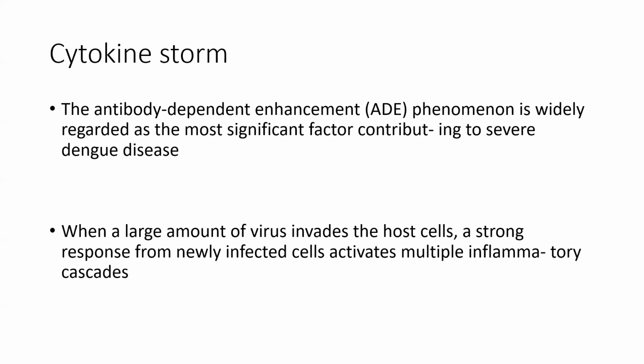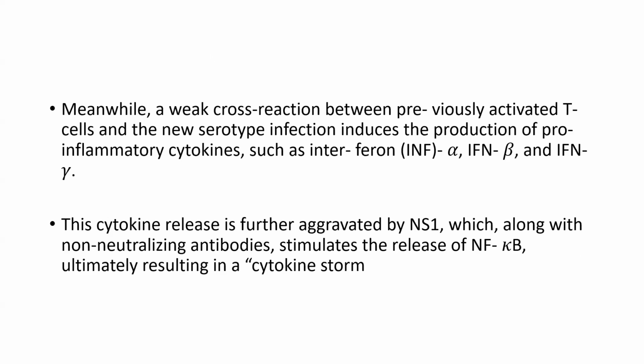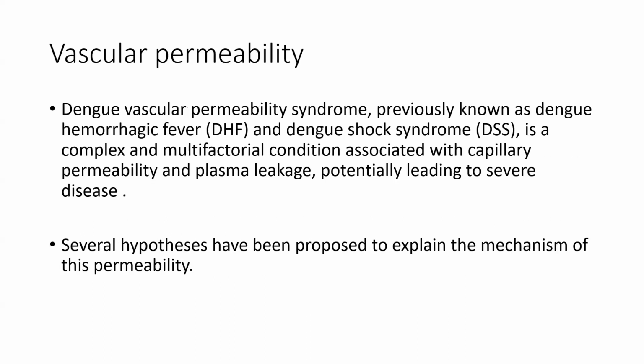When a large amount of virus invades the host cell, the strong response from newly infected cells activates multiple inflammatory cascades. Meanwhile, a weak cross-reaction between previously activated T cells and the new serotype infection induces the production of pro-inflammatory cytokines such as interferon alpha, beta, and gamma. This cytokine release is further aggravated by NS1, which, along with non-neutralizing antibody, stimulates the release of NF-kappa B, ultimately resulting in cytokine storm.